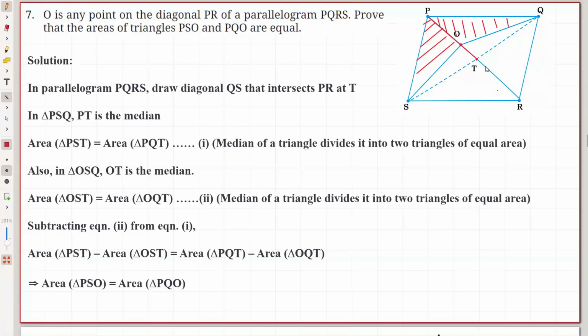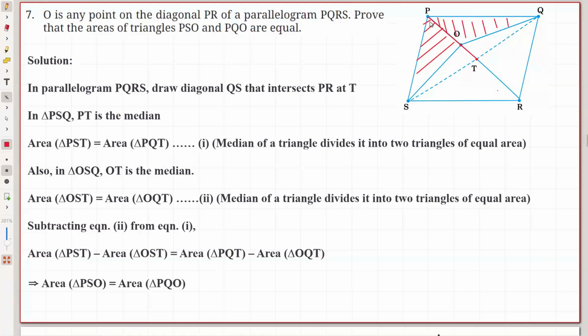Now we consider the next triangle, the small triangle OSQ. Now OT is the median, and a median divides the triangle into two equal areas. So I can say that the area of OST is equal to the area of OQT. These two areas are equal. That is our second equation.